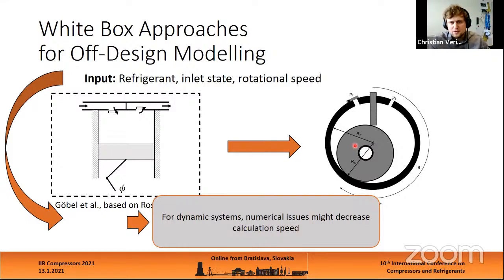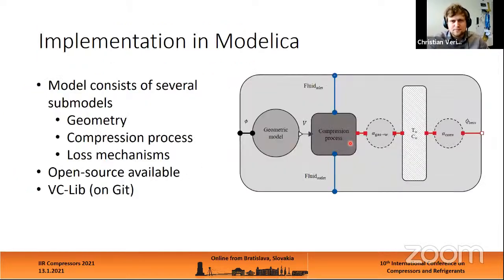And the next step you could imagine is modeling a scroll compressor, where the mechanical side will be more complex as well. How does a Modelica model now look like? If we implement it, we have a highly modular structure, and one model always consists of several submodels. We have our geometric model, we have a compression process, we have our heat transfer and loss mechanisms, so heat transfer to the outside. And each process looks the same.